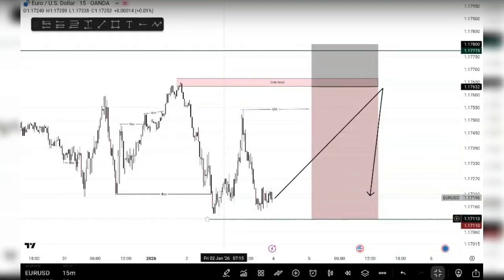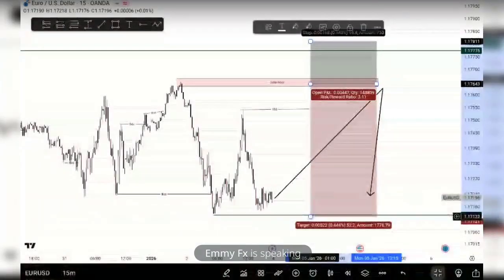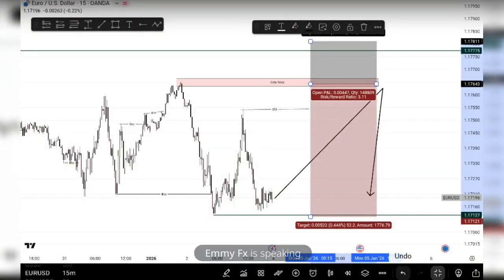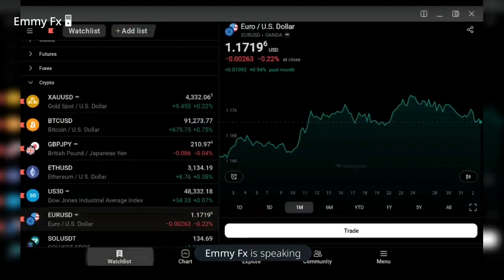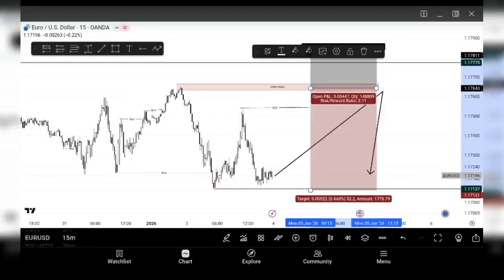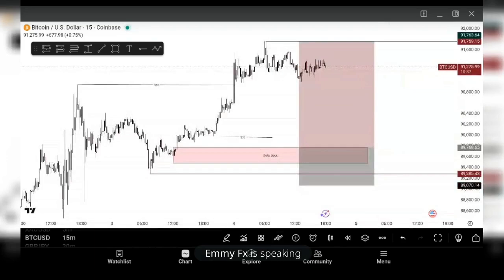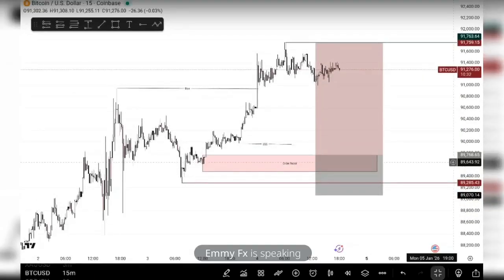BTC. All right, I think I gave analysis pertaining to BTC blocks. I think I shared this analysis with you guys on BTC this morning. So I'm currently waiting for BTC at this spot to take trade from here.